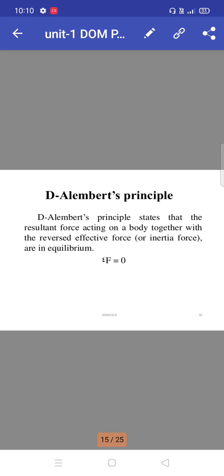Then D'Alembert's principle. D'Alembert's principle states that the resultant force acting on a body together with the reversed effective force or inertia force are in equilibrium. That is, the summation of force is equal to 0. This is the concept behind D'Alembert's principle.